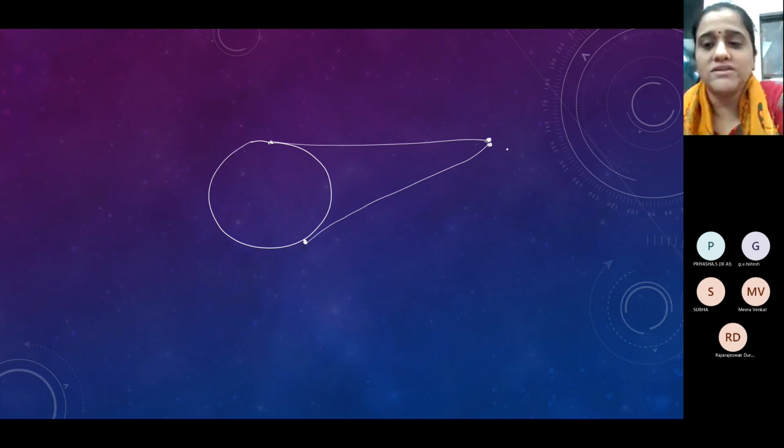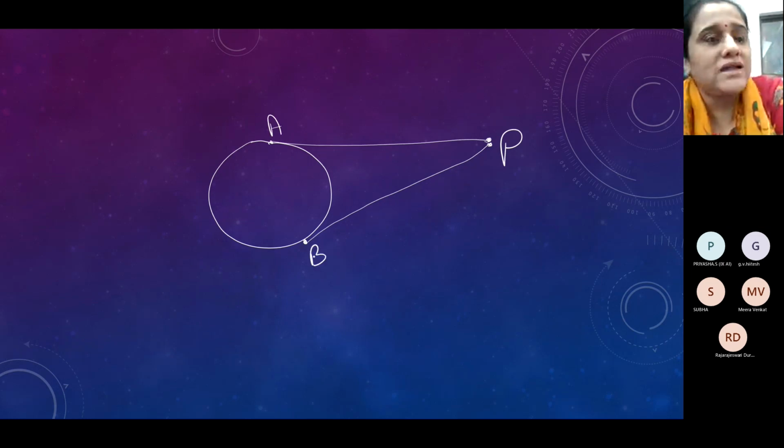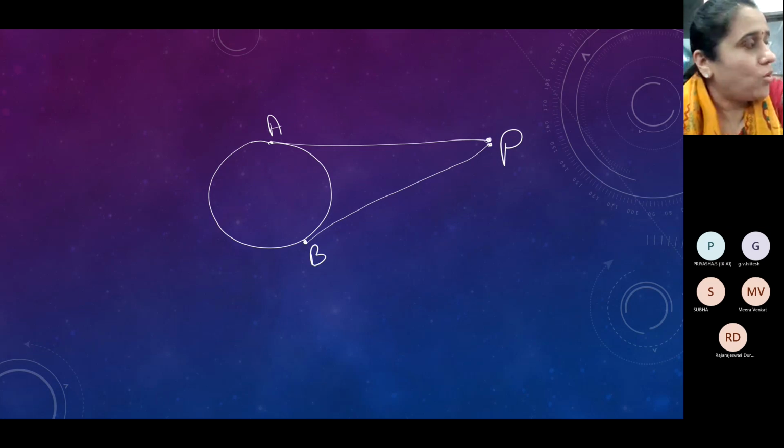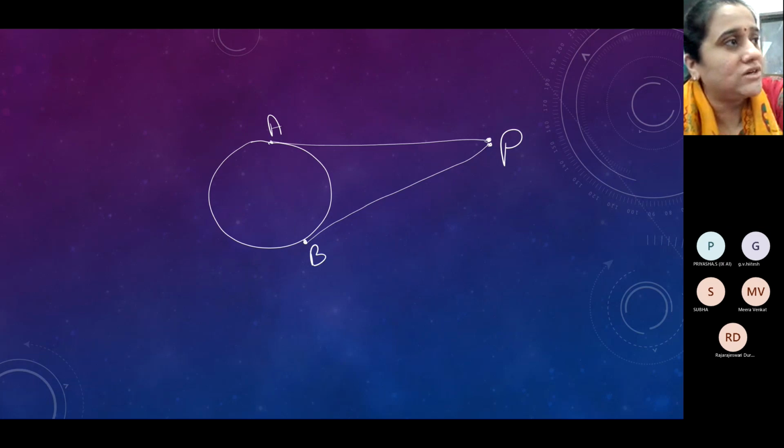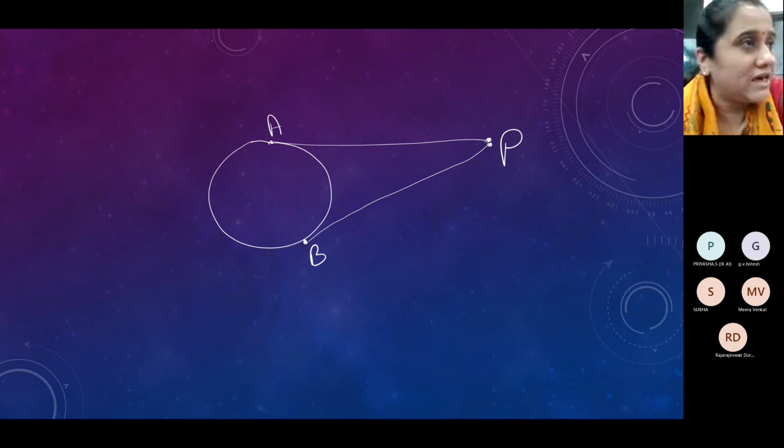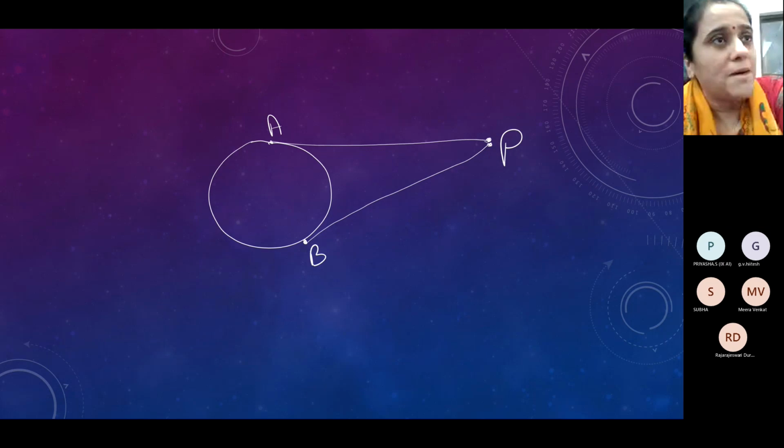Now this is, say, the external point P, and A and B are the points of contact. One tangent meets the circle at A. The other tangent meets the circle at B. So A and B are the points of contact. PA is a tangent segment. PB is another tangent segment. You can produce PA and PB on both sides. They are the tangents. So PA and PB are the tangent segments.